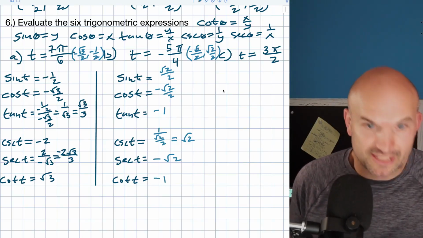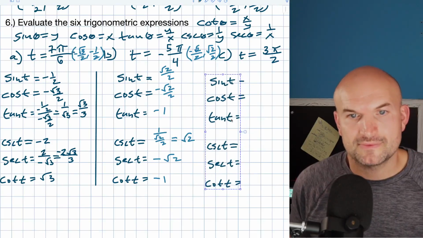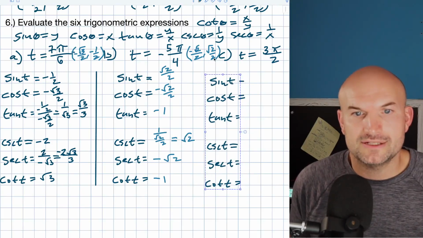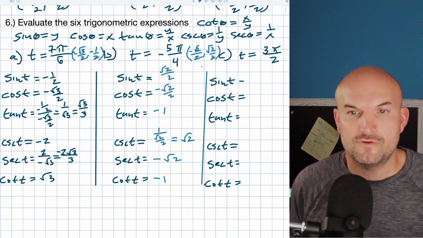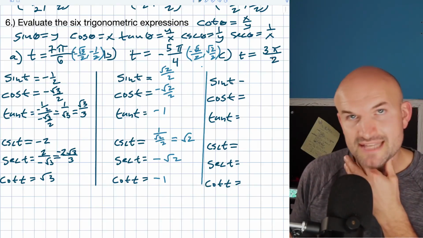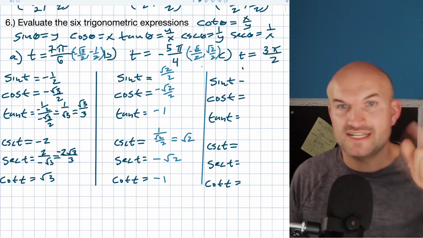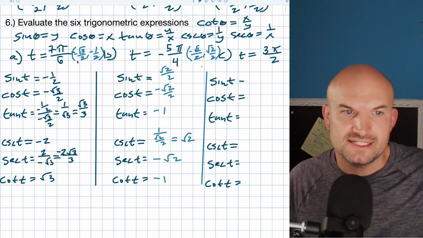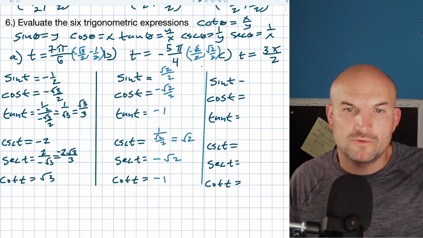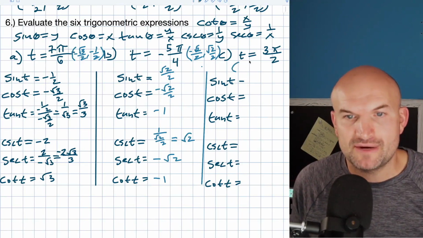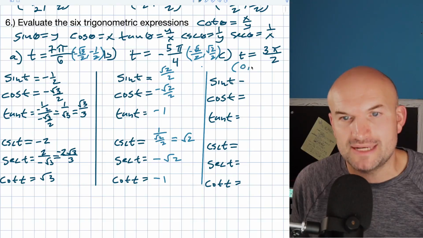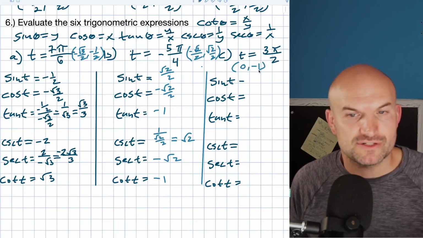Let's go ahead and play this game one more time. Evaluate now for this angle at 3 pi over 2. This angle is interesting because this is not a coordinate point within the unit circle. This is actually on an axis. The coordinate point here for 3 pi over 2 is going to be 0, negative 1. So kind of a little interesting here.